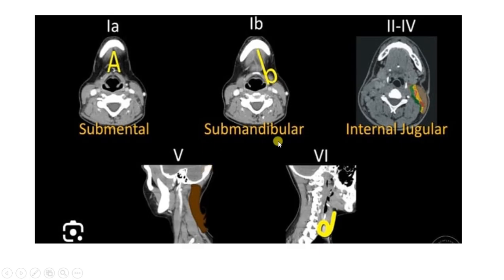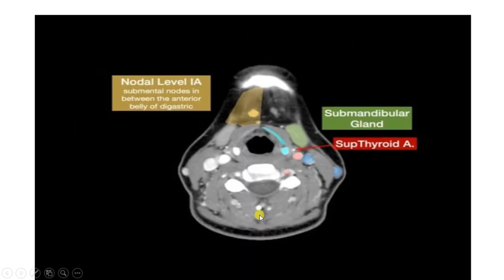They are appreciated here, which looks like a B. These are the submandibular lymph nodes, and levels 2 to 4 are the internal jugular lymph nodes. Level 5 are the lymph nodes in the posterior compartment, and level 6 is the anterior compartment, and the space looks like 6. And here is the level 1A lymph node. It is between the two anterior bellies of the digastric, and this is the submandibular gland.